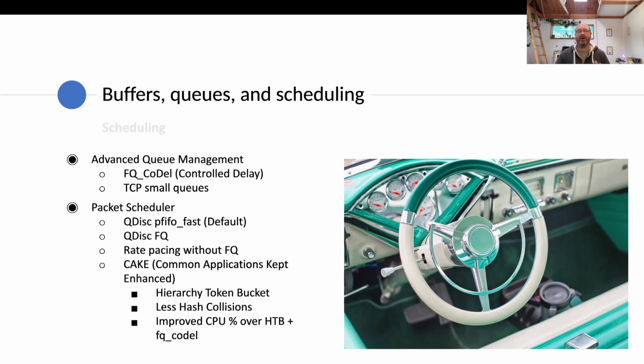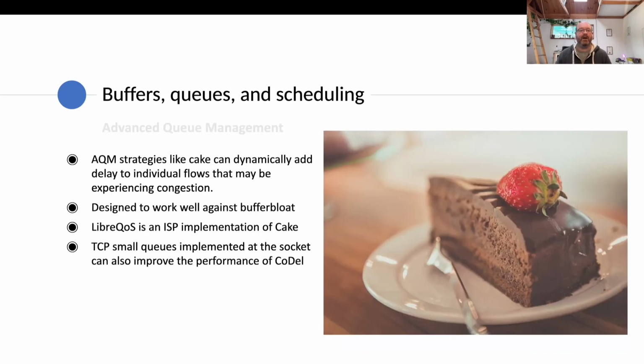And then we've got CAKE, Common Applications Kept Enhanced, which uses a hierarchical token bucket, with fewer hash collisions and improved CPU performance over FQ CoDel with a hierarchical token bucket. So AQM strategies can dynamically add delay to individual flows that may be experiencing congestion, and it's designed to work well against bufferbloat. So those routers out on the internet that you have no control of, that's what this works really well with.